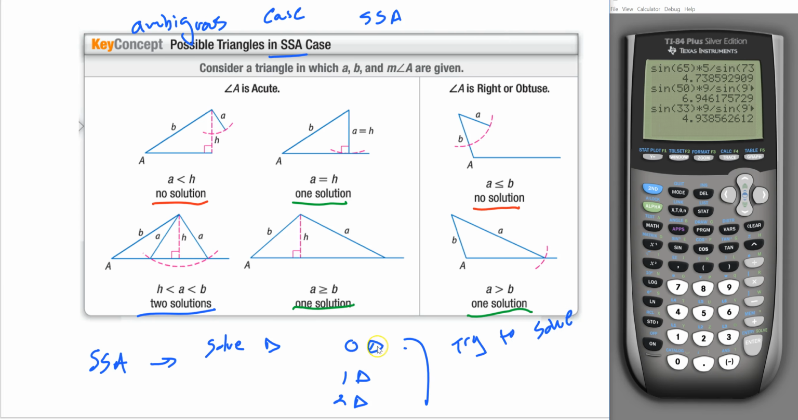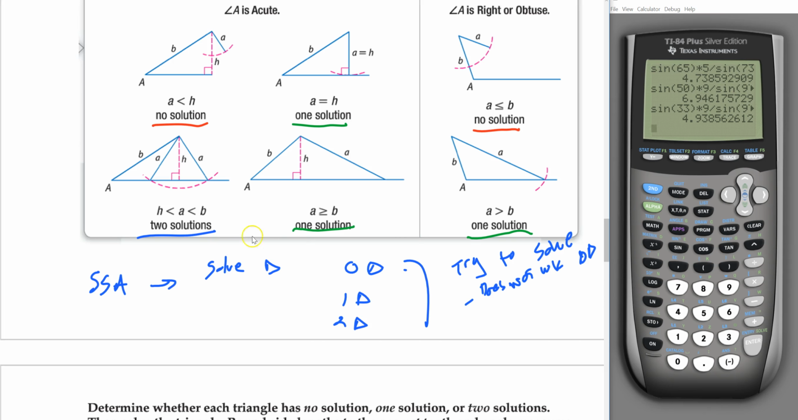If you have zero triangles, when you try to solve, you're going to get an error. You're just not going to be able to solve it. We do all the work we did up there, and it says error on your calculator. That means it probably has no triangles. So try to solve. If it does not work, it's 0 triangles.